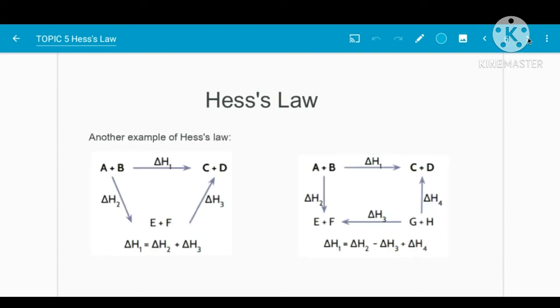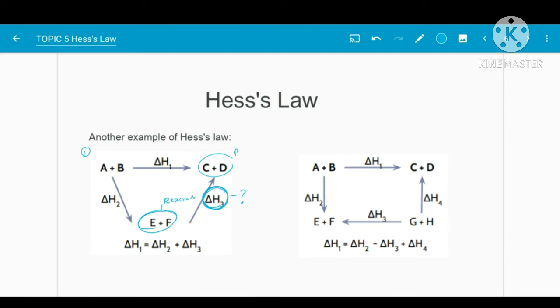Alright, so the next problem. This is a few examples of Hess's law. Let's say this is example one. We refer to example one. I want to calculate delta H3. Find delta H3. So this one will become the reactant.